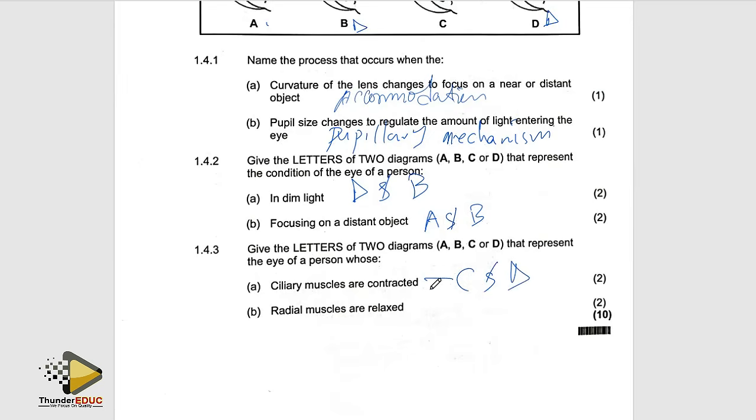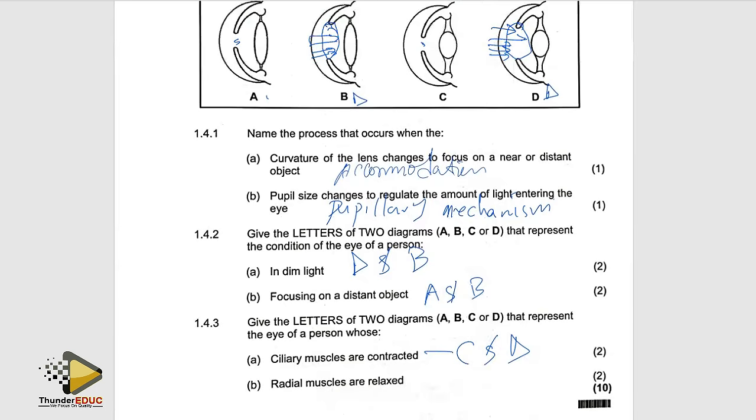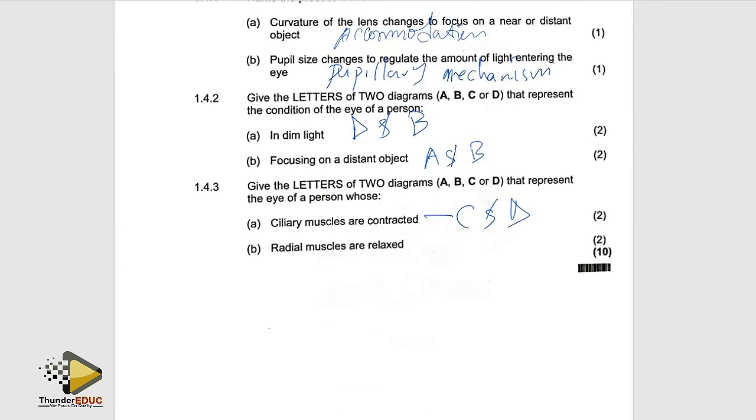And then radial muscles relax. When the radial muscles relax, remember that we pair R with R, C with C. Radial muscles relax, circular muscles contract. And then since we have not mixed them up, therefore it becomes bright light.